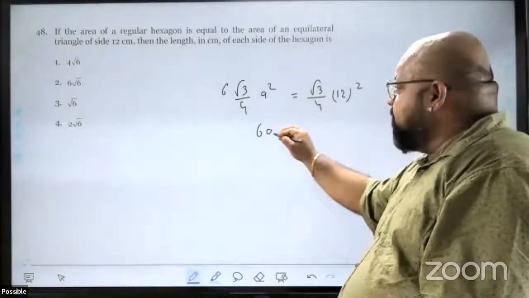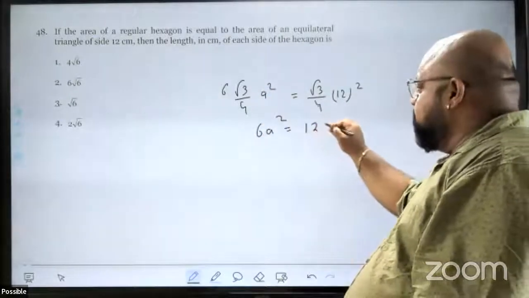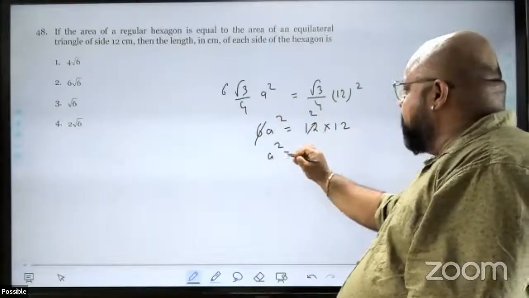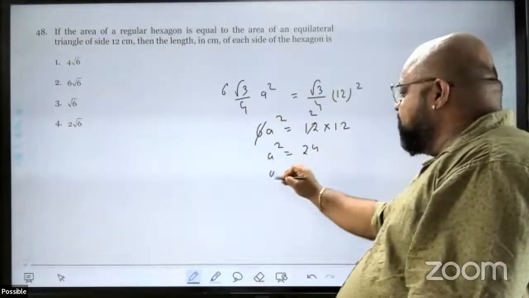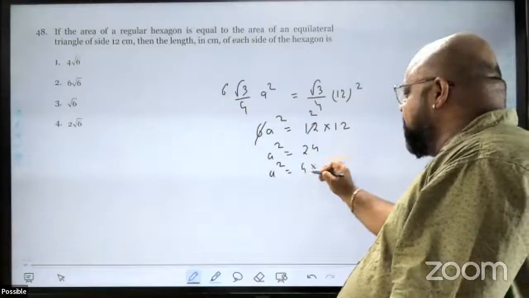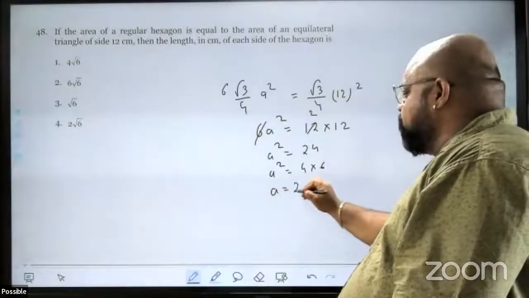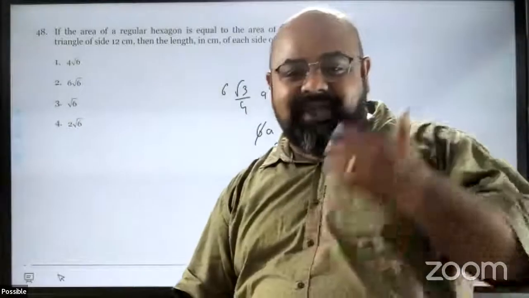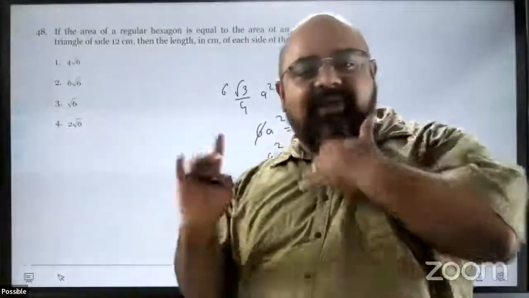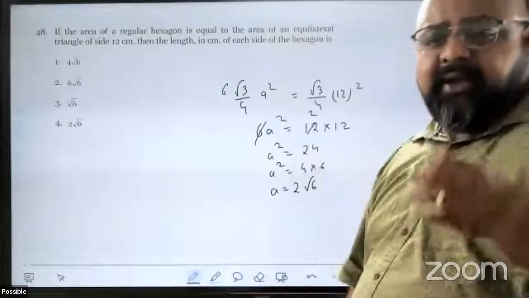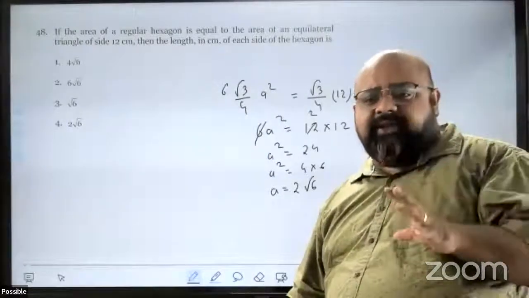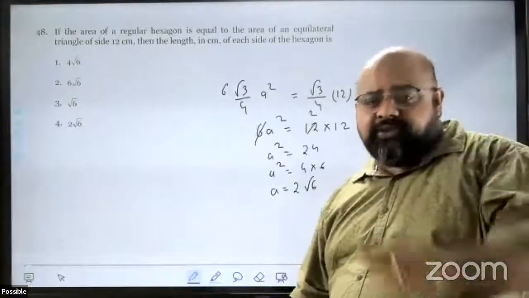Therefore, 6a square comes out to 12 into 12. So a square is equal to 24, which is nothing but 4 into 6. So if I take the root, a will come out to 2 root 6. You can take as much time as you want to write this calculation. The point is, it's just a one-line question, direct answer. Attempt time would not be more than maybe 30-35 seconds. Small to read, very easy to solve. Just put in the formula and solve.